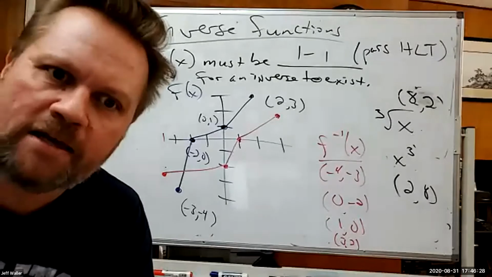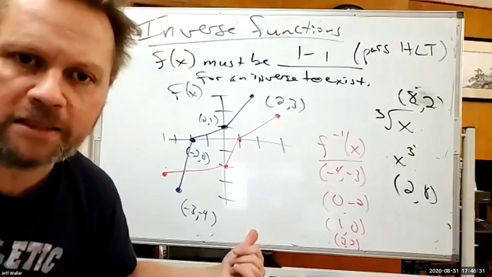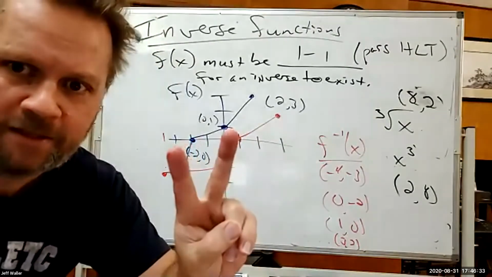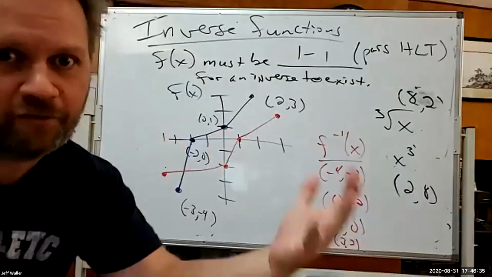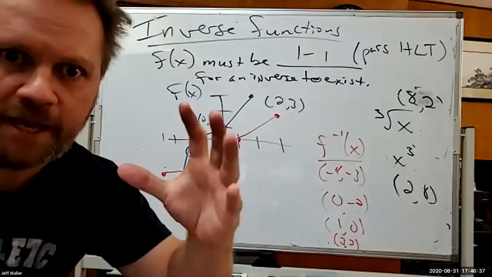Why does that make a ton of sense? Because how did I make the red line? By switching x and y. So x and y flip over the y equals x line.